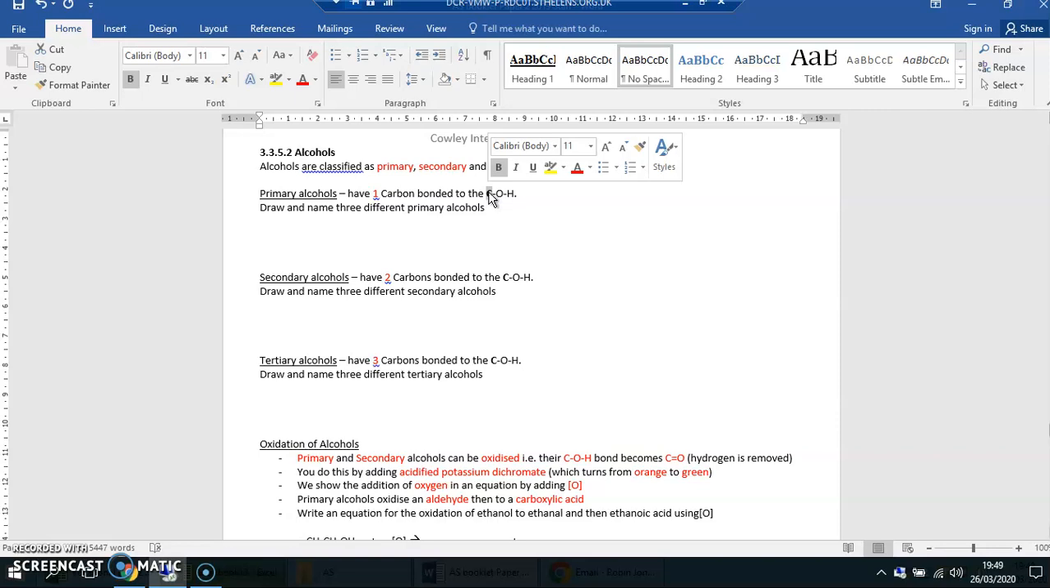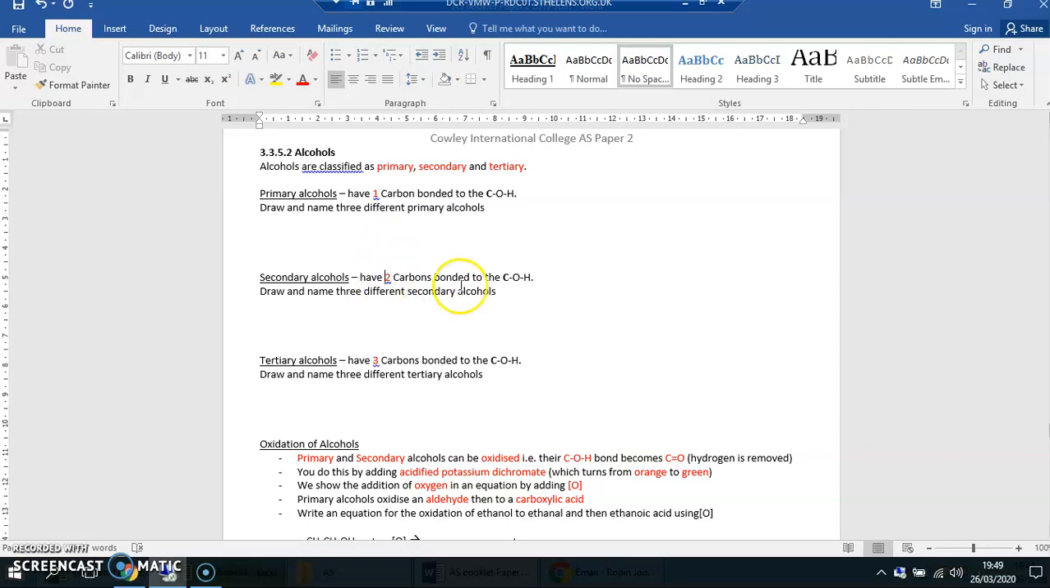By default, therefore, if it's got one other carbon attached, it needs 4 bonds. It's got one carbon attached, an OH attached, and it's got 2 H's. So draw me 3 different primary alcohols. So it could be ethanol, methanol, propan-1-ol, butan-1-ol. The carbon with the OH is at the end of the chain. So it's at carbon number 1, the ol part.